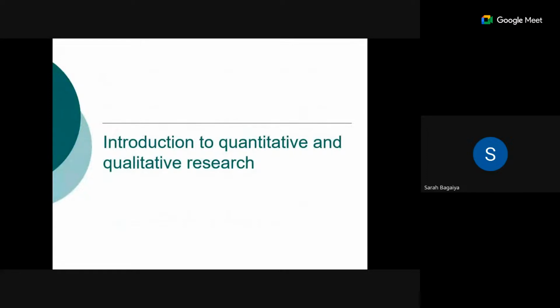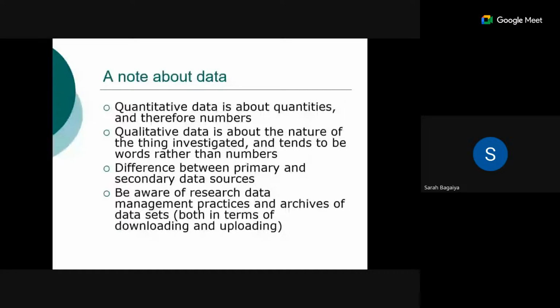Quantitative data is about quantities, numbers, while qualitative data is about the nature of the thing investigated and tends to be words rather than numbers. Differences between primary and secondary data: primary data is the data that you collect yourself, maybe through surveys, through interviews, and the likes, while secondary data is data that is already existing.